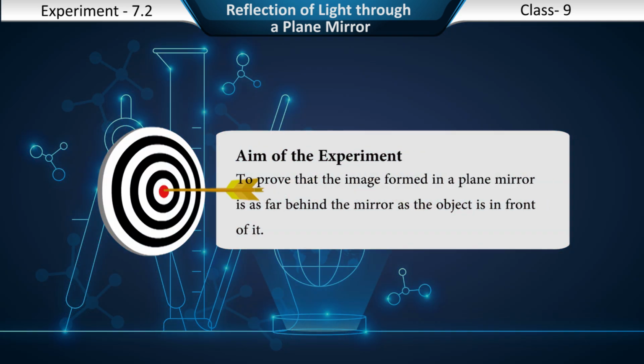7.2. Aim of the experiment. To prove that the image formed in a plane mirror is as far behind the mirror as the object is in front of it. Theory.